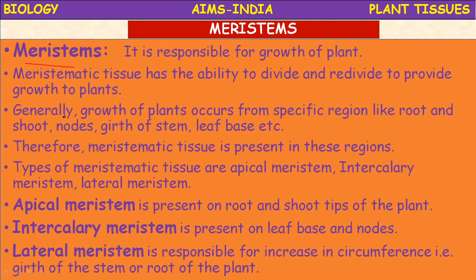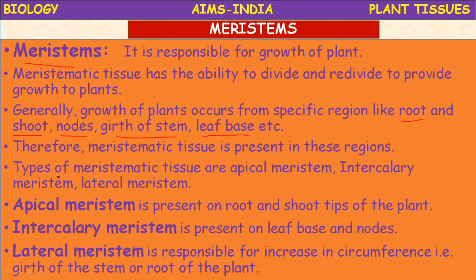Generally, growth of plants occurs from specific regions. What are those specific regions? Root, shoot, meaning stem, nodes, girth of the stem and leaf base. These are all the regions where the growth takes place. Therefore, meristematic tissue is present in these regions. Which regions? Root, shoot, nodes, girth of the stem and leaf base, okay.